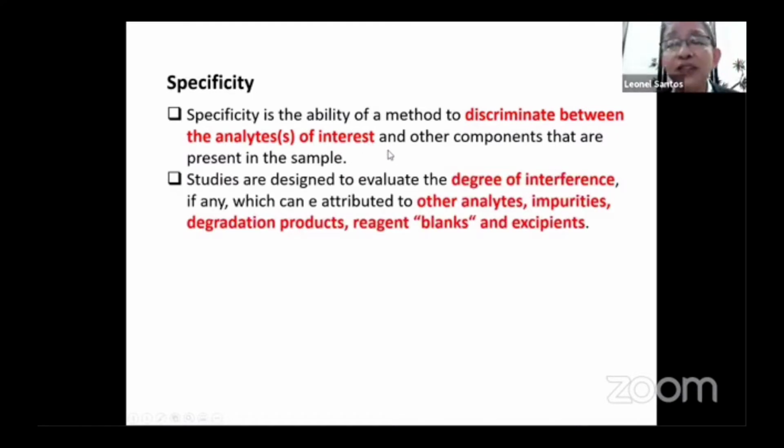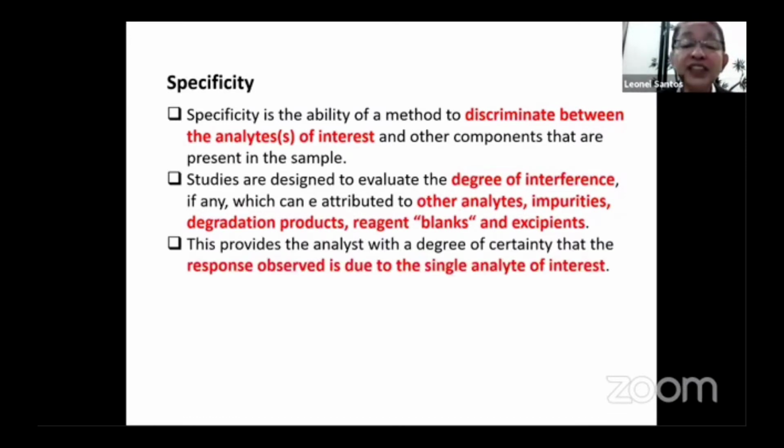So if you have a sample, for example, a drug product, when you put them in solution, there may be some impurities, degradation products, and some excipients in there that could interfere in your analysis. So specificity is important so that what you are trying to measure and what you actually see as a signal from your instrument is actually what you're trying to monitor. So the response observed is due to the single analyte of interest.